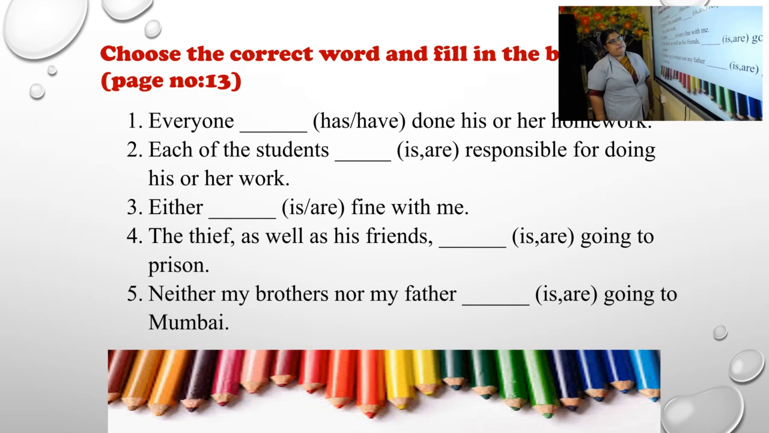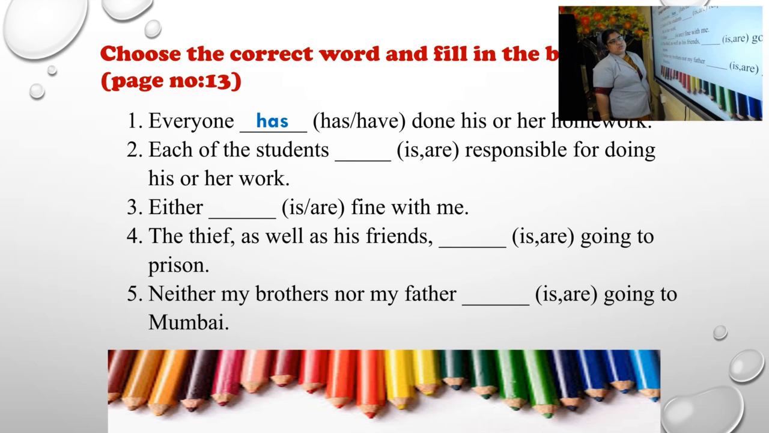Look at the first one. Everyone dash done his or her homework. Has and have are given. What's the answer? Go back and remember the points we have studied. Is everyone followed by a singular verb or a plural verb? Yes, you are right, it's followed by a singular verb. So the answer is has. Everyone has done his or her homework. All the time when you are doing this, look at the subject part.